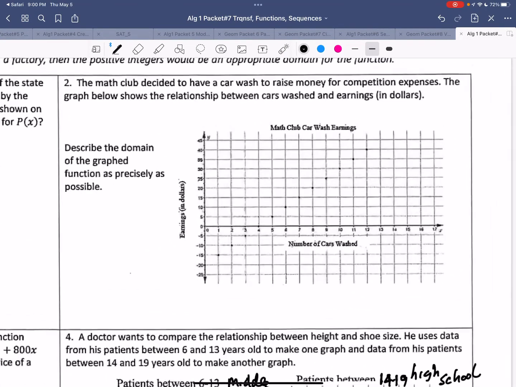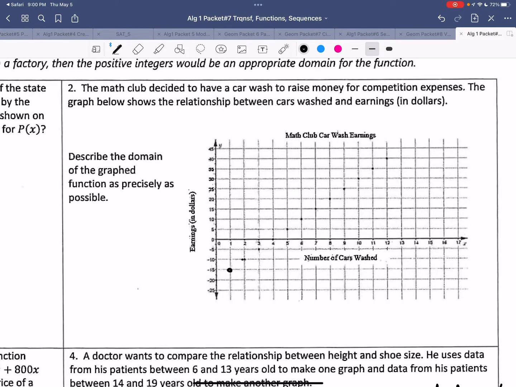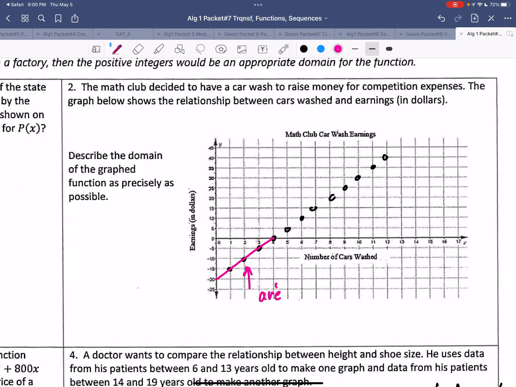All right, it says the math club decided, I think I actually got to a couple of questions like this in class. So the math club decided to have a car wash and raise money for the competition. So we notice here in the beginning, they aren't making money. And this is true in any business. So you're not really making money in the very beginning because you had to pay for soap, water, sponges, but eventually you start making money, right?